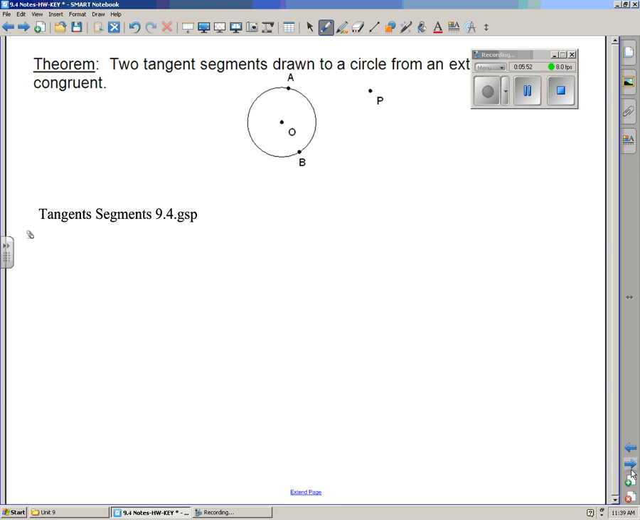Then we're talking about two tangents that are drawn to a circle from the same external point. And it turns out that they happen to be congruent. I was going to show you this on the sketch pad, which I will. As long as there's a point outside the circle, if you connect the external point to points on the circle, you're going to have congruent segments. So we can look at this sketch pad real fast.